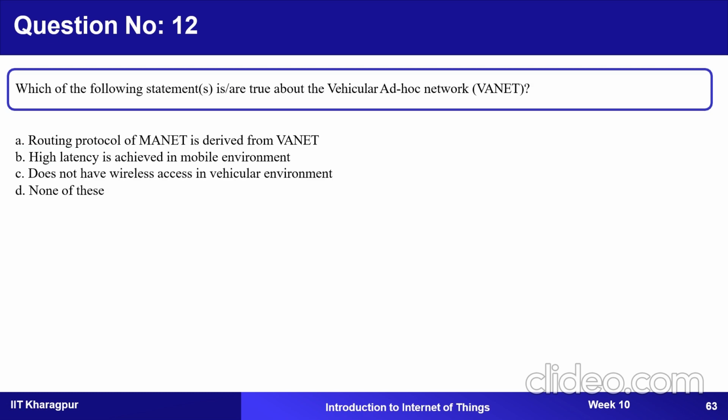Next question is, which of the following statements is true about vehicular ad hoc network? Options are: routing protocols of MANET is derived from VANET. High latency is achieved in mobile environment. Does not have wireless access in vehicular environment. None of these.